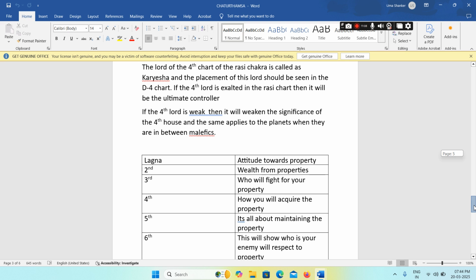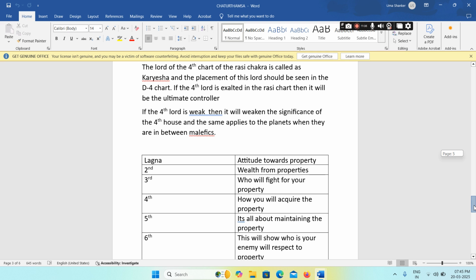You understood? What about fourth house of the Rashi Chakra? Fourth of the Rashi Chakra talks about your primary education. It talks about your home. It talks about your mother. It talks about how happy you are with your mother and all these things. What about the same thing in the D4 chart? It talks about how you are acquiring the property.